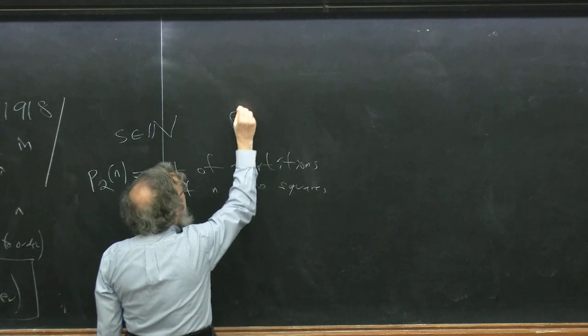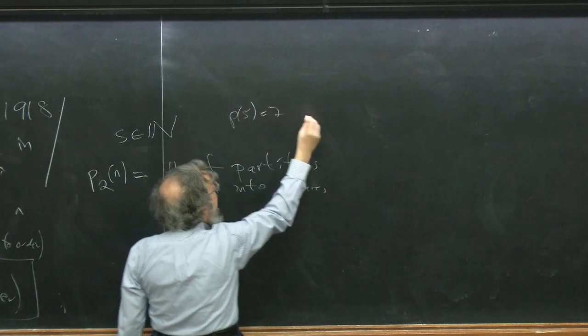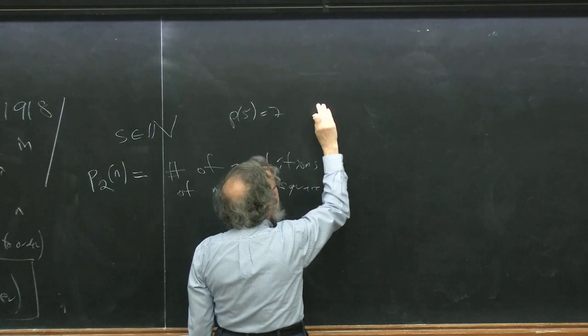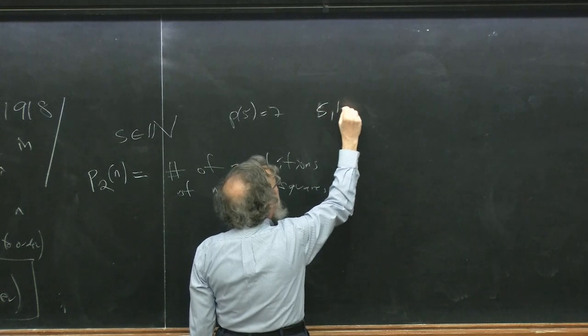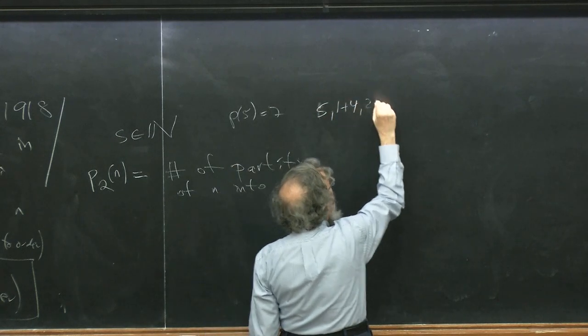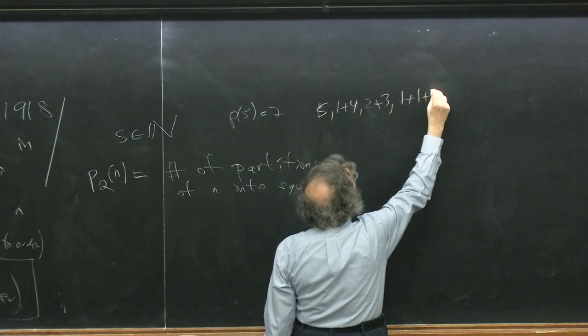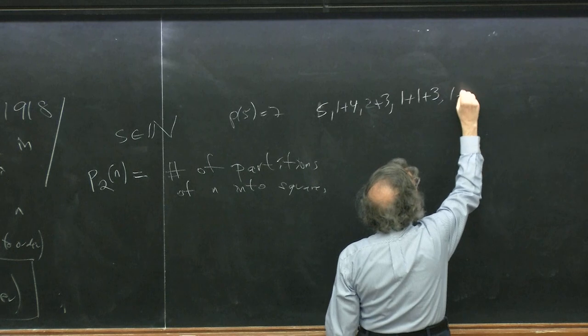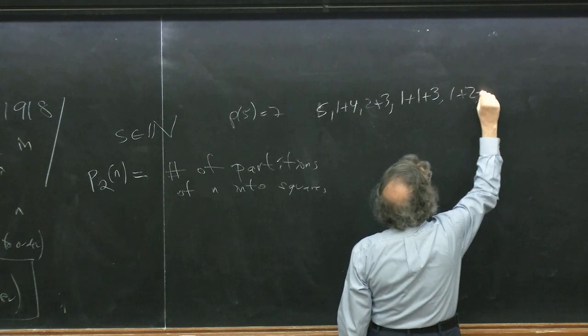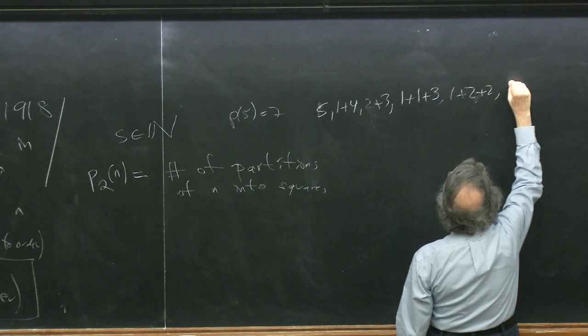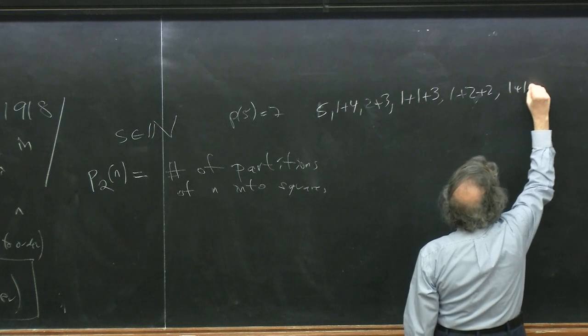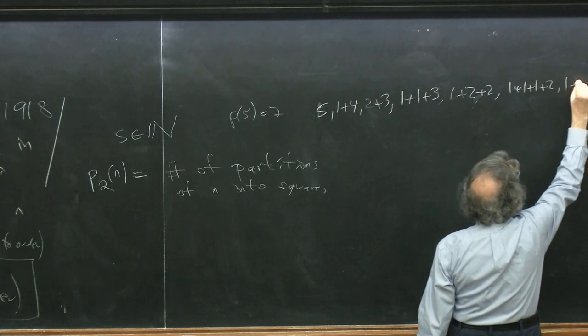So for instance, if I do P of 5, then it'll already be 7, because you can write 5 as, of course, just 5, 1 plus 4, 2 plus 3, that's into one part, into two parts, into three parts, it could be 1 plus 1 plus 3, or 1 plus 2 plus 2. Into four parts, I guess it could only be 1 plus 1 plus 1 plus 2, and finally into five parts.